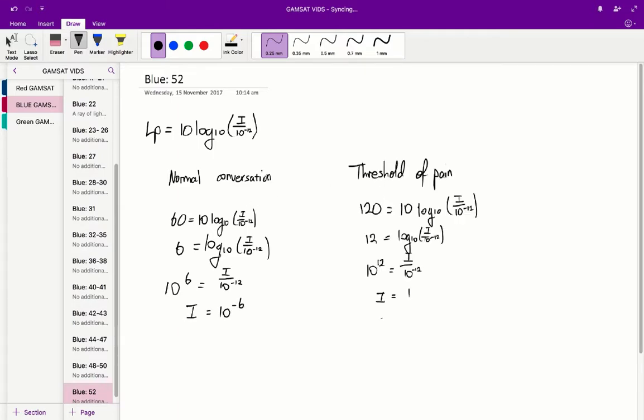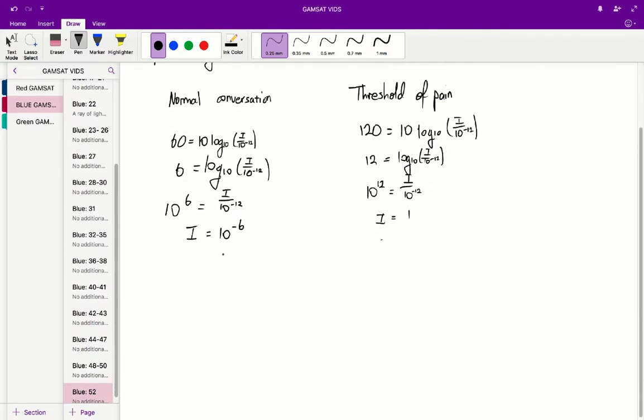So if you do the same thing that you did for the normal conversation for the threshold of pain, you'll get a value of sound intensity equal to 1. So I is equal to 1 for the threshold of pain, and I is equal to 10 to the negative 6 for normal conversation. So therefore, when we go from normal conversation to the threshold of pain, the sound intensity increases by a factor of 10 to the 6. So therefore, C is the correct answer.